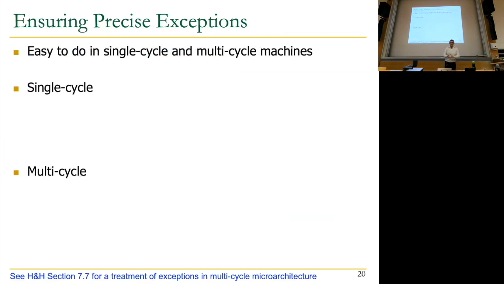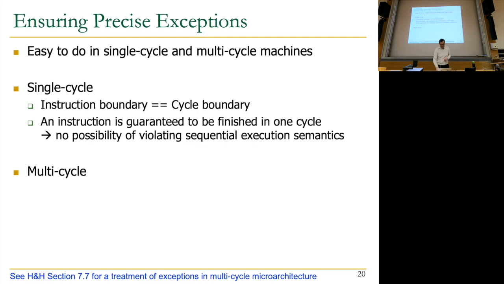Okay, so now the question is basically, this is a good thing. We want precise exceptions. How do we ensure it? How do we make sure this works in different types of machines? So we're going to take a look at single cycle and multi-cycle relatively quickly, and then we're going to talk more about pipeline. So in a single cycle machine, instruction boundary is the same as cycle boundary, so the problem doesn't exist, if you will.